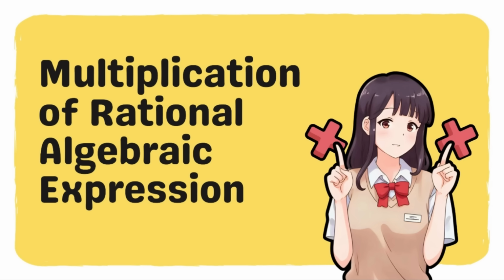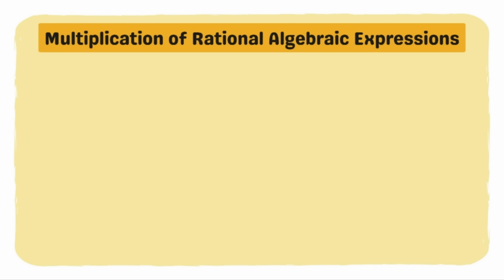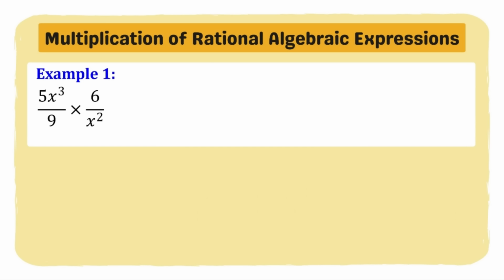Okay, with that review, we can now proceed to multiplication of rational algebraic expressions kasi parang ganun din po ang gagawin natin. So let's have the first example. Example number 1, we have 5x raised to 3 over 9 times 6 over x squared. So how do we multiply this? Let's have the first step. Ang unang step is to factor the numerator and denominator completely. Ito po muna ang gagawin natin. Ito yung pinagkaiba dun sa rules natin sa fraction. So, since this is a rational expression, magfa-factor muna tayo.